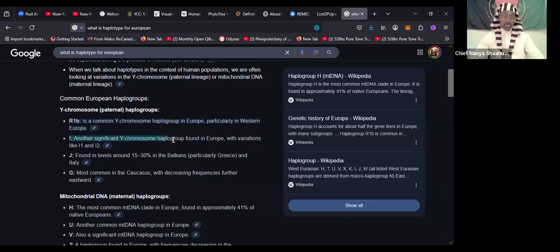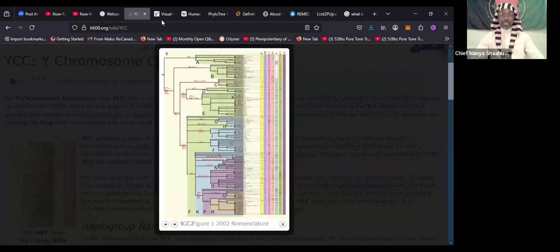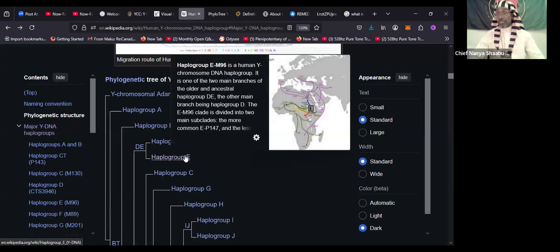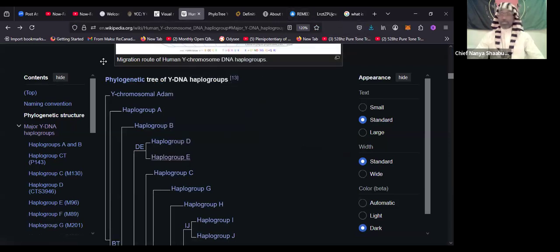I is another significant Y chromosome haplogroup found in Europe with variations like I1 and I2. J, haplogroup J, is found in levels around 15 to 30% in the Balkans, particularly Greece and Italy. And G, most common in the Caucasus, with decreasing frequencies further eastward. So we know that E, haplotype E, is the oldest haplotype, and all the other races come from there. So for those of you who are Black or African American, your only recourse is you have to get white. White will be associated with E1B1A and E1B1B.